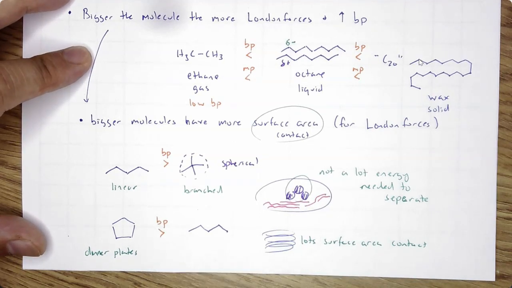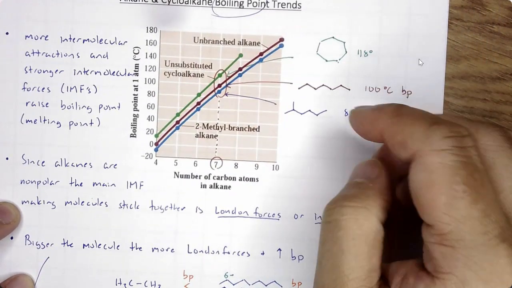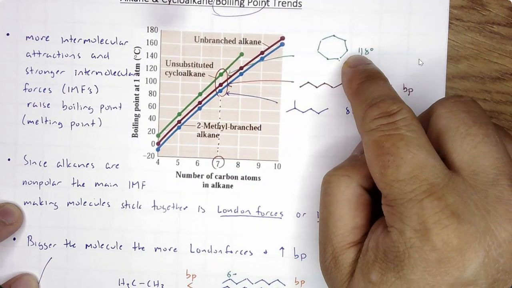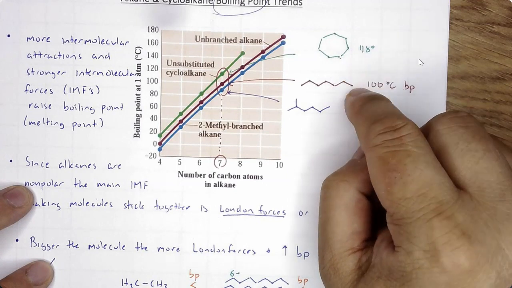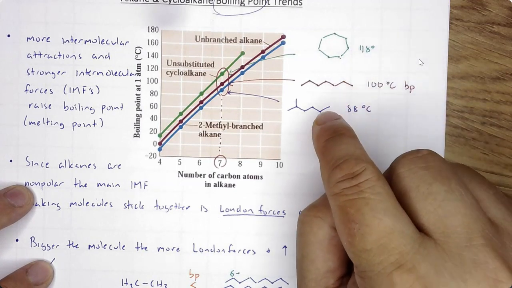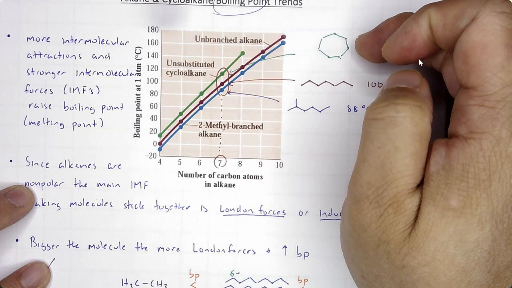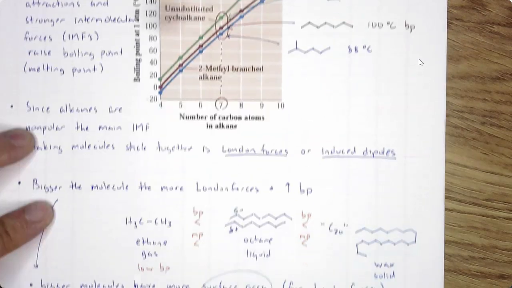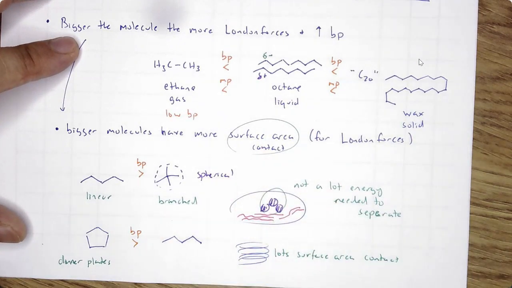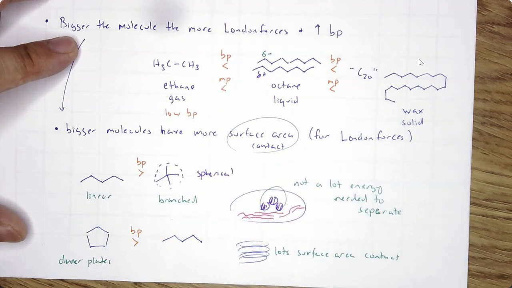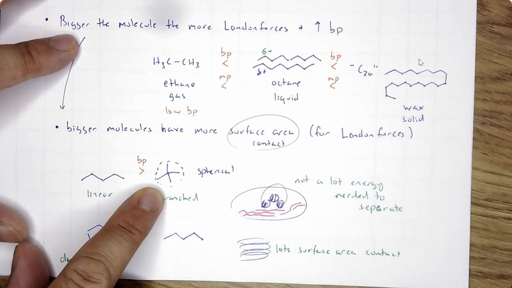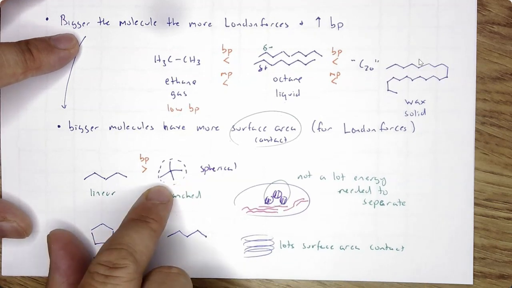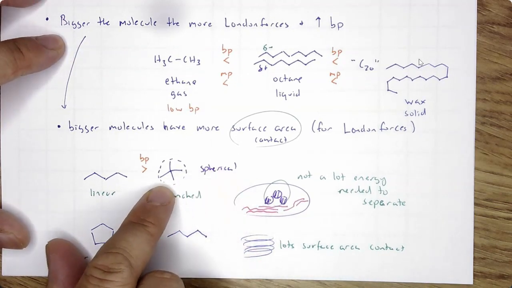That explains these 3 molecules, right? Cyclic is the highest boiling point, then linear, and then branched. We have the dinner plate, spaghetti, meatball. And the reason why I like to use the 5 carbon example is that this looks more spherical when you have branching on a 5 carbon alkane.